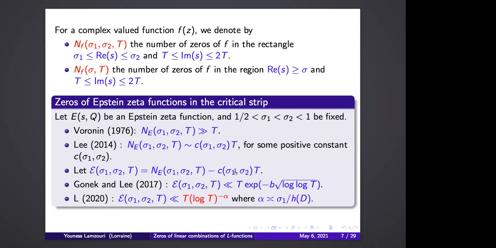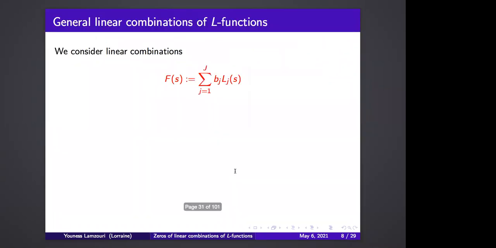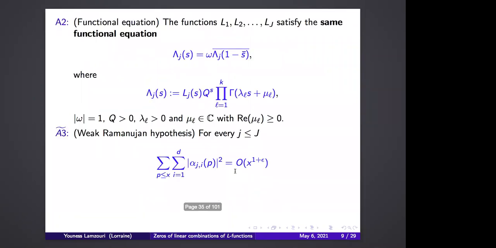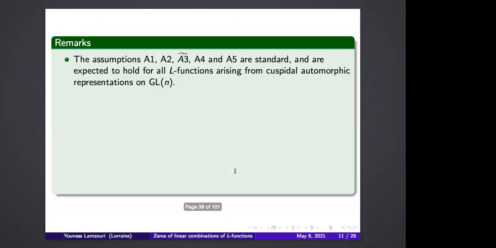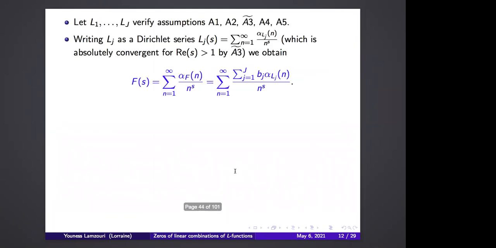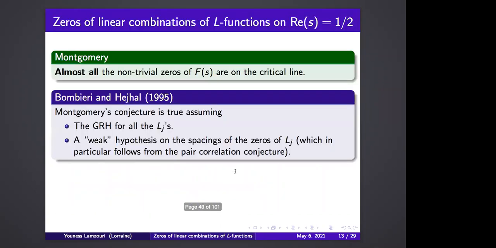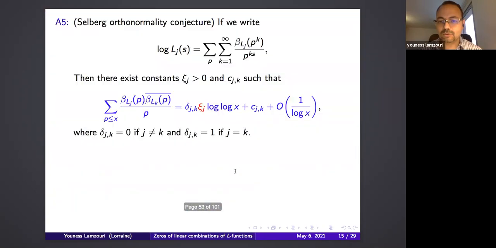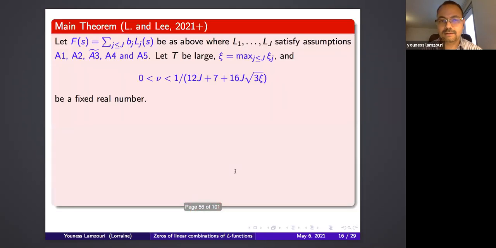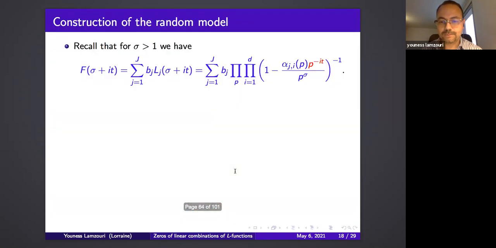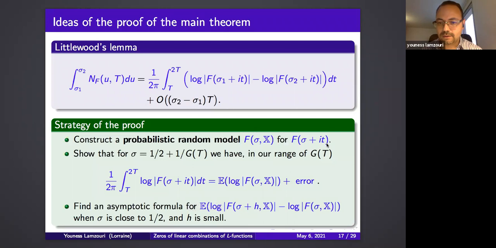For the key point that the error term is 1 over log T to the power beta, I want to know whether this beta constant can depend on this B_j and or K_j and so on, or it's some absolute constant. No, it's not absolute. It depends on them, of course. It's a very small constant.